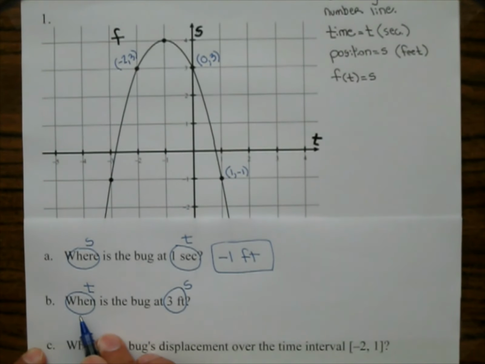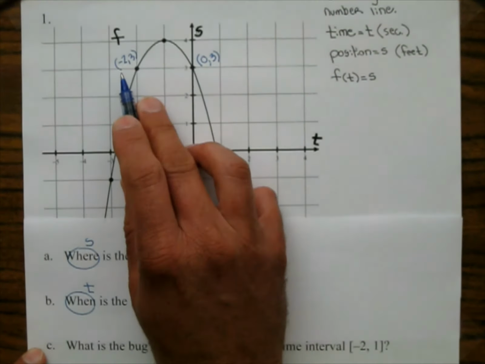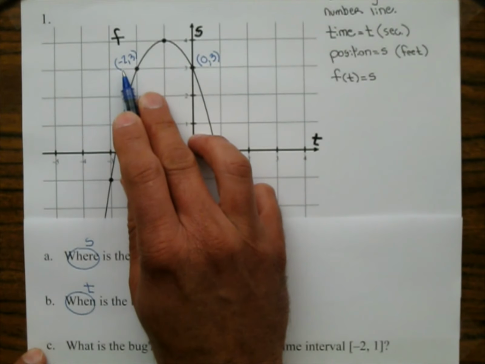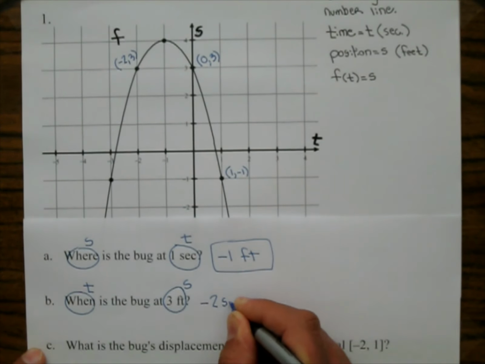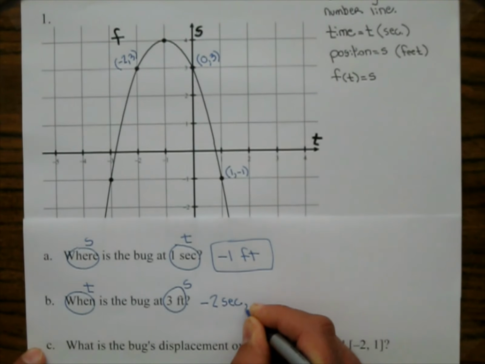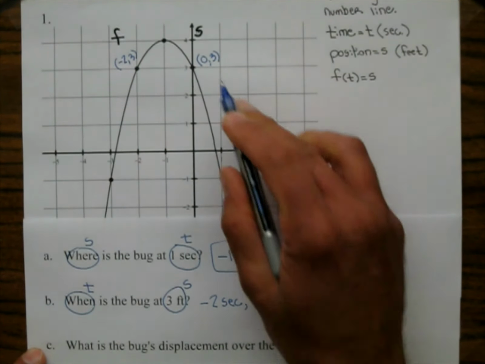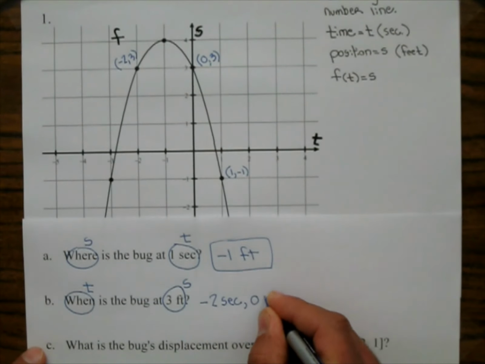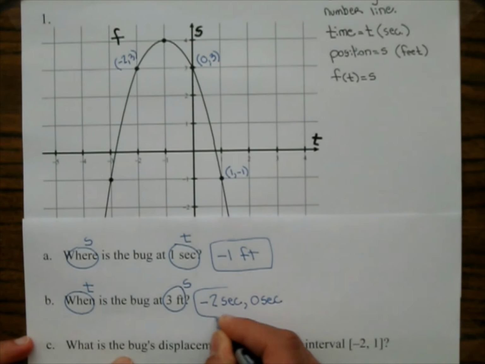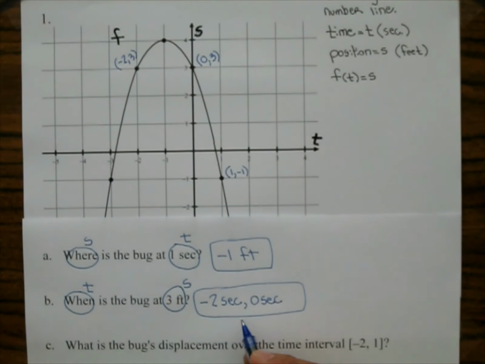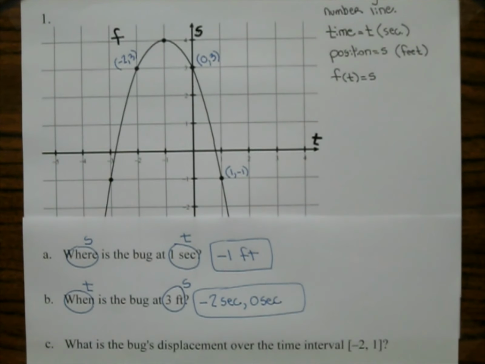So those are 2 input-output pairs where the output is 3 feet. So it says, when is the bug at 3? Well, there are actually 2 times: -2 seconds, and the other one is 0 seconds. And we talked about this maybe in a previous video. It does make sense to have negative time. -2 seconds is like 2 seconds ago. So that's what we have there.